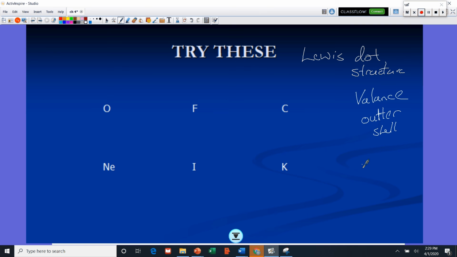So what's the total? There's a couple of different ways you can approach this. You can look at the column that it's in. So for example, oxygen is in family 16 or family 6A. So that means it has 6 valence electrons. So 1, 2, 3, 4, 5, 6.